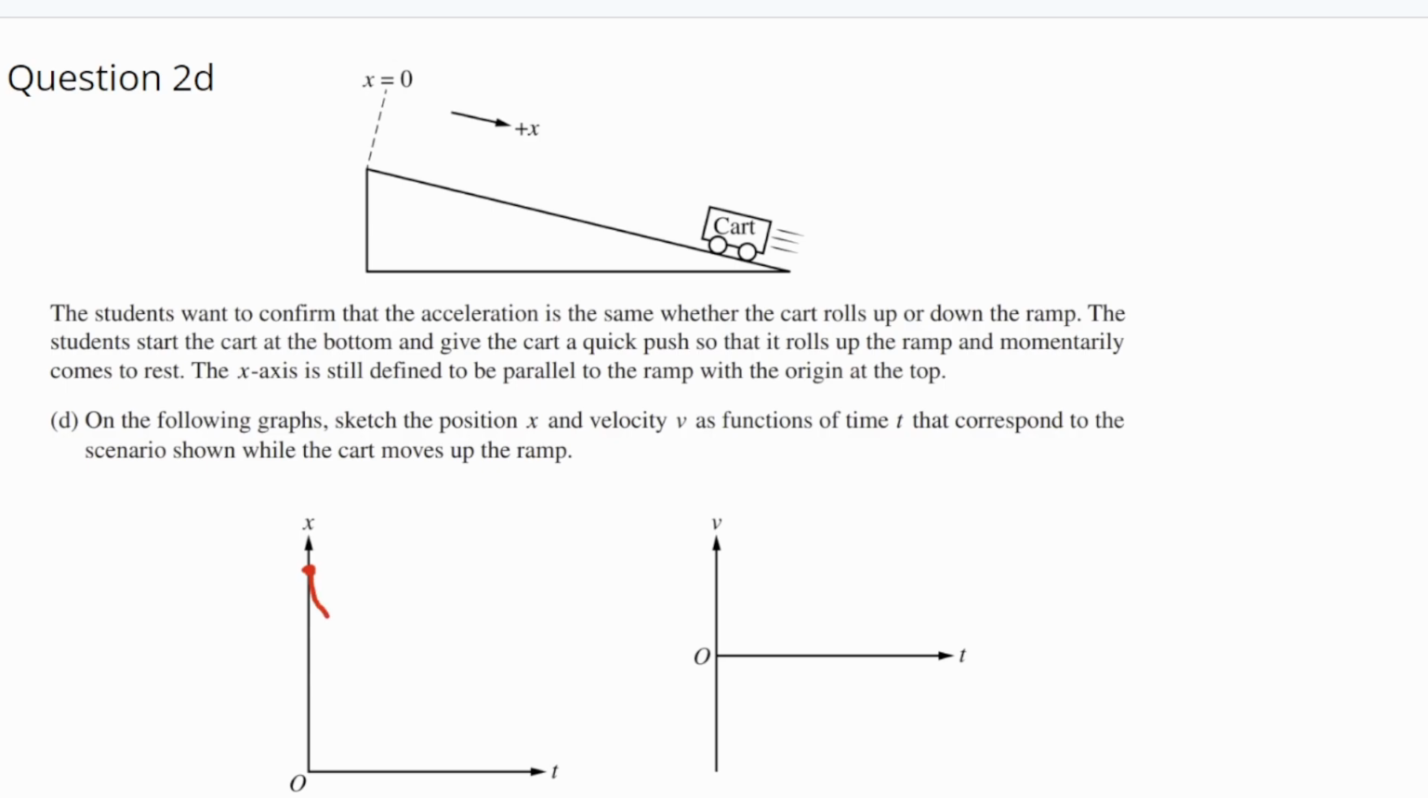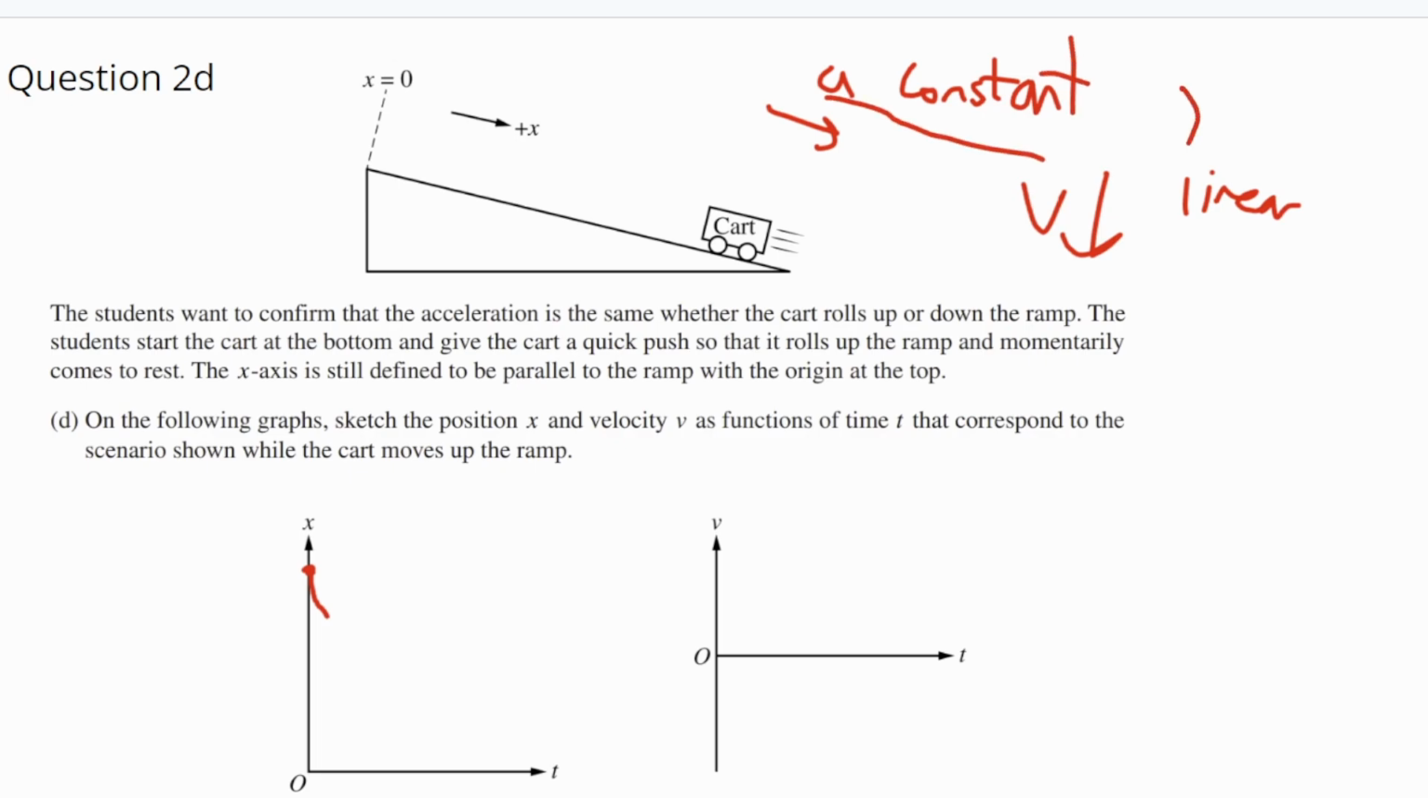So how are we going to plot this though? We know that acceleration is pointing in this direction. Acceleration is going to be constantly pointing in that direction, which means that as the cart is moving up the ramp, velocity is going to be decreasing at a linear rate because acceleration is constant. We only work with constant acceleration in physics 1, and we know that when acceleration is constant, velocity will be changing at a linear rate. When velocity is changing at a linear rate, position will be changing at a non-linear rate because velocity is no longer constant, which means that position will have to curve concave up like this.